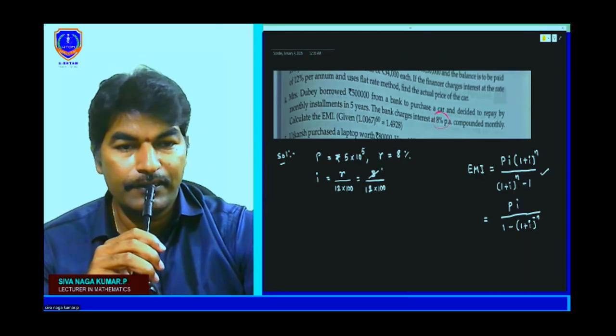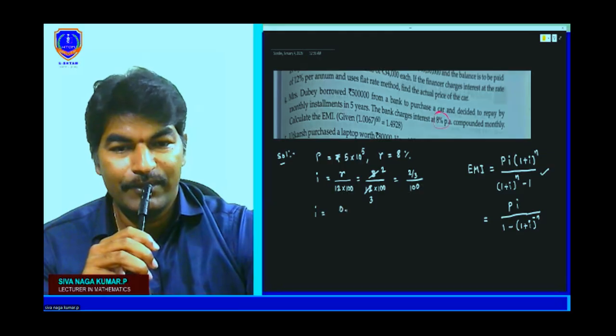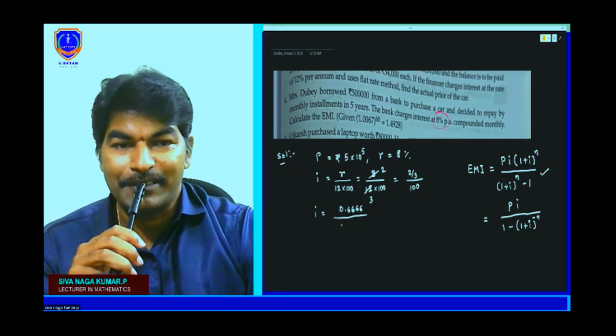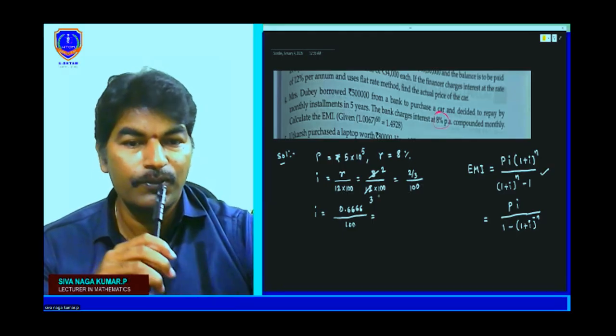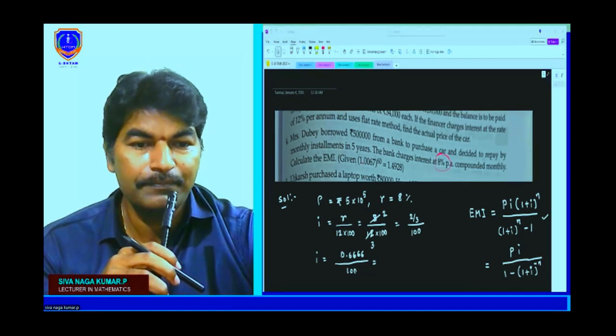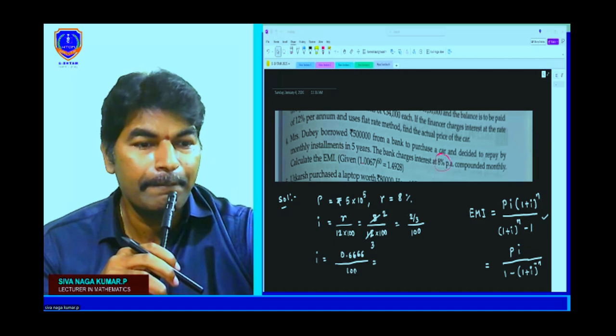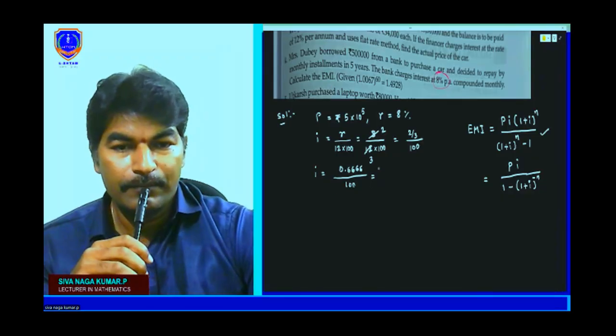So the 4 table you can cancel: 2 fours are 8 and 3 fours are 12. And 2 by 3 divided by 100. We know that 2 by 3 is 0.6666 and so on. We will take only 4 decimals and divide it by 100. Dividing by 100 means the decimal will move 2 places. Now it becomes how much?